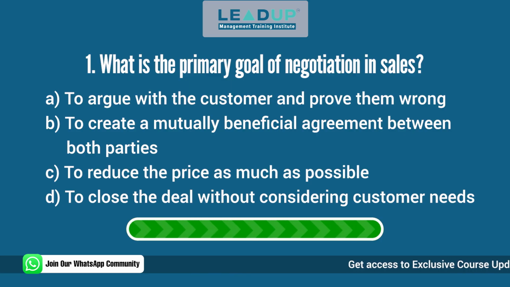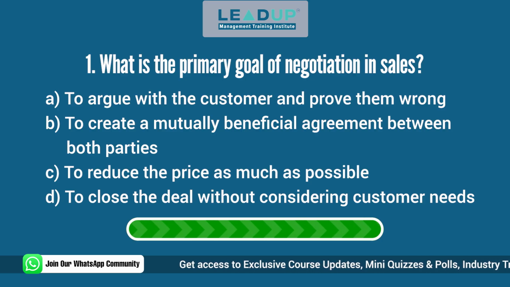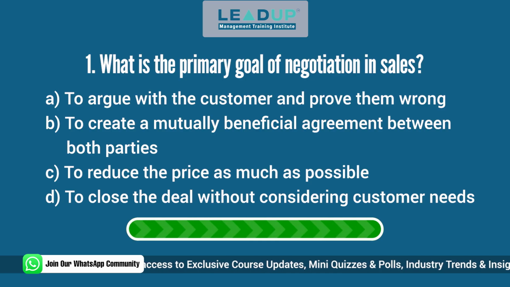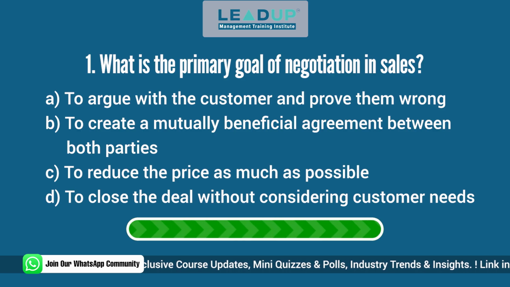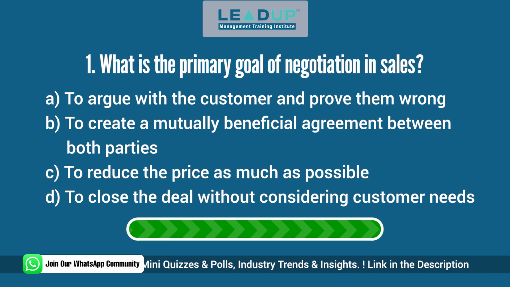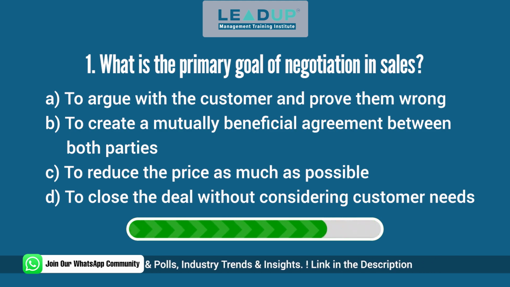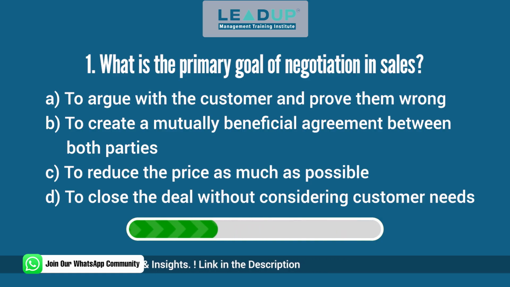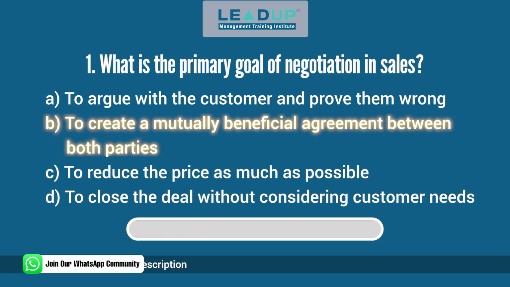A. To argue with the customer and prove them wrong. B. To create a mutually beneficial agreement between both parties. C. To reduce the price as much as possible. And D. To close the deal without considering customer needs. Answer: to create a mutually beneficial agreement between both parties.